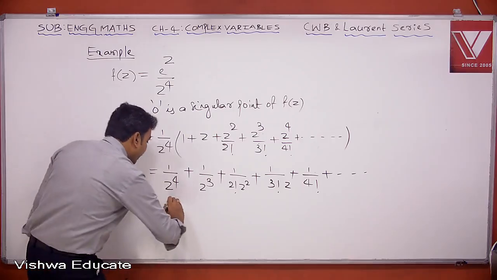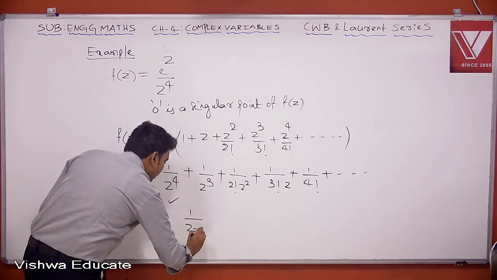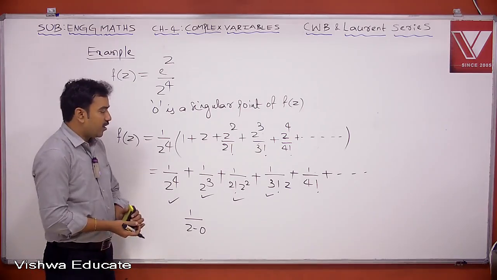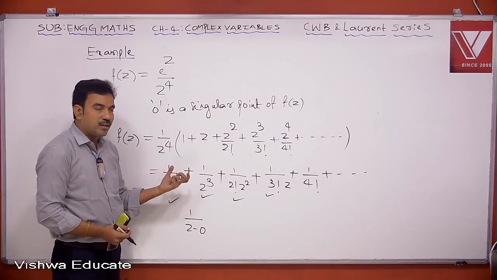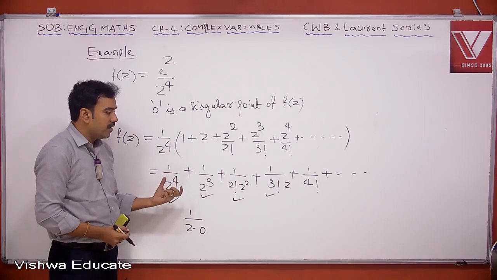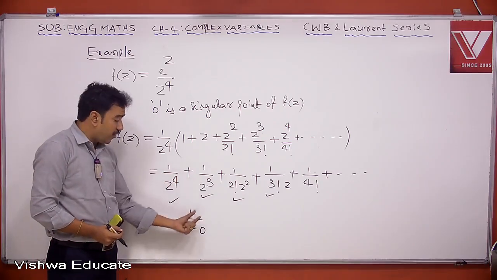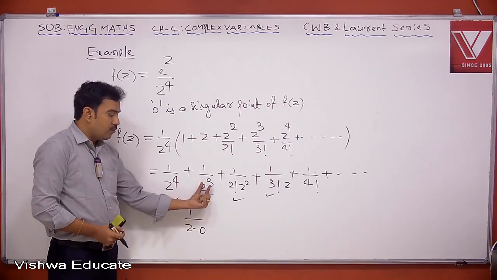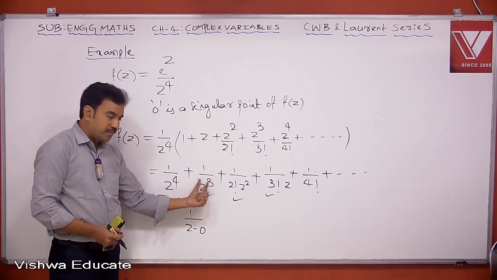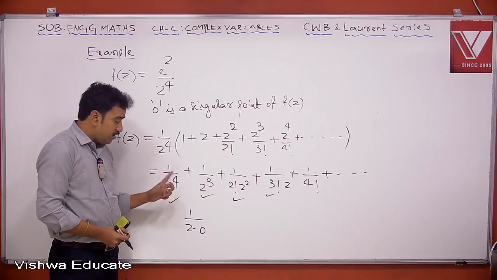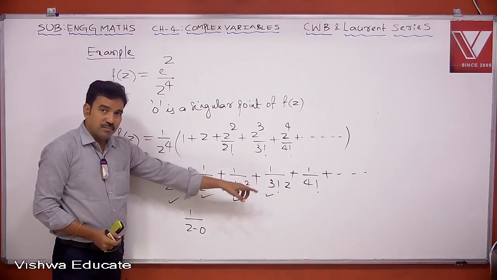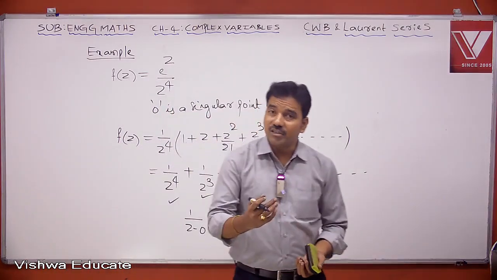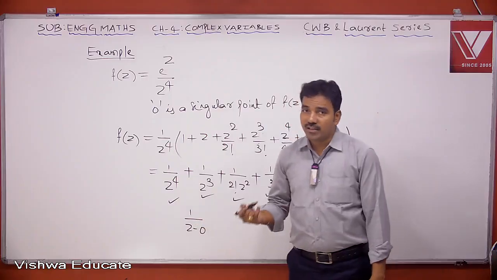So how many 1 by (z minus 0) terms are there? 1, 2, 3 and 4 only. So 4 is countable. Therefore, in this case, once I go through the series expansion of e power z by z power 4, I have only 4 terms of the form 1 by (z minus 0). This is 1 by (z minus 0) whole power 4, 1 by (z minus 0) whole cube, 1 by (z minus 0) term, second one, third one, fourth one. We have only 4 terms of the form 1 by (z minus 0). 4 is a finite value. Therefore, here 0 is a pole.